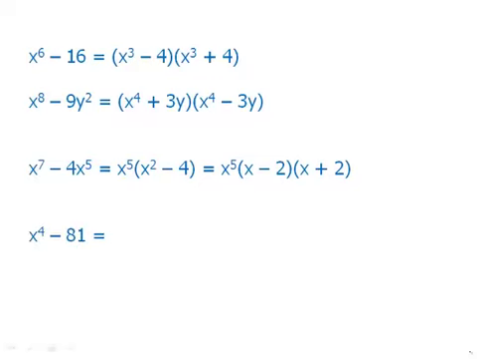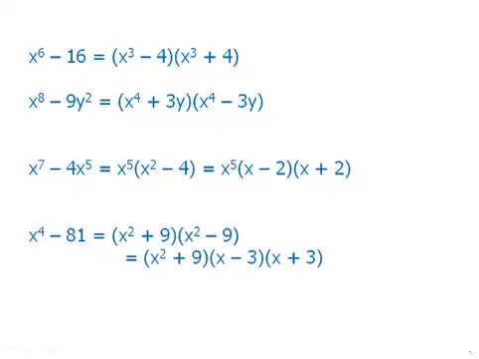Here's another one. So of course we can factor this. x to the 4th is x squared squared. So a equals x squared, b equals 9. We can factor this into x squared plus 9 times x squared minus 9. But notice that x squared minus 9 is another difference of squares. So we can factor that one again. So we have x squared plus 9 times x minus 3 times x plus 3. And that is the fully factored form.